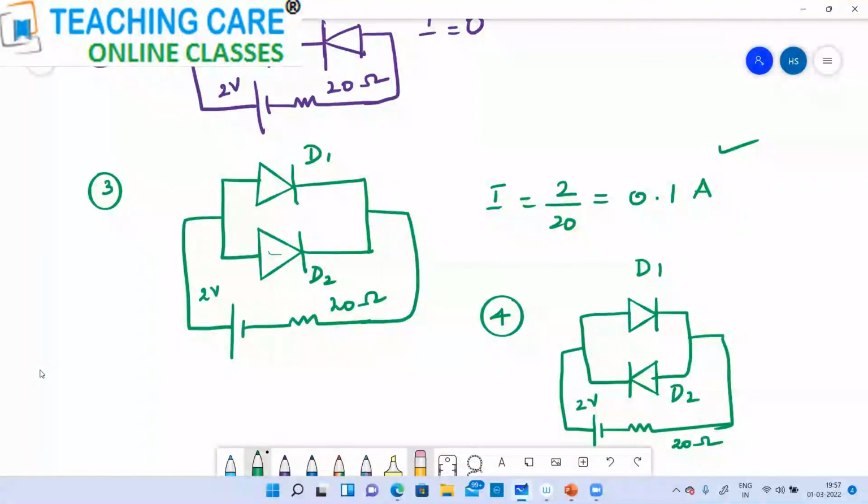Current would be half of the... No, fully only. The way is blocked. Imagine as there is no D2 at all. Okay, the way is blocked. The current will be, I will be only 2 by 20. This portion is not here. That's all.